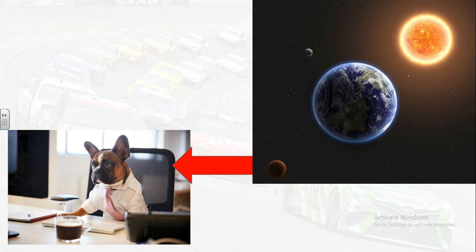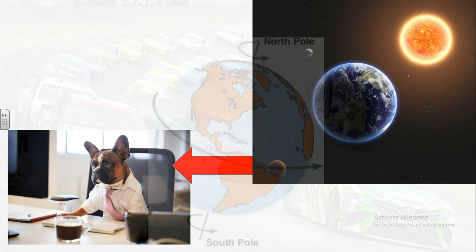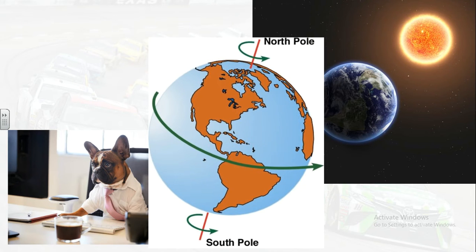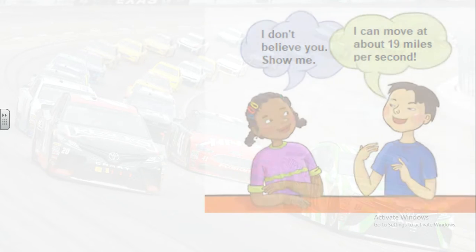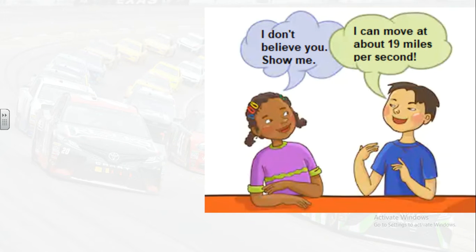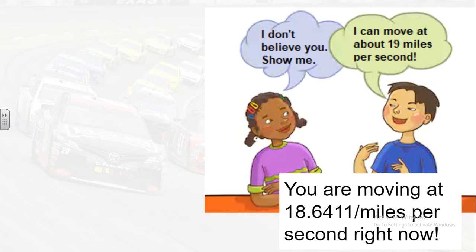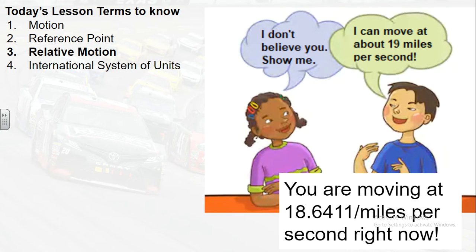If you compare the position to the sun, you would be moving. Actually, quite rapidly, about 19 miles per second. So the next time someone asks you, how fast can you go? You can say you can go about 19 miles every second. Relative motion, that is. To the sun, of course.